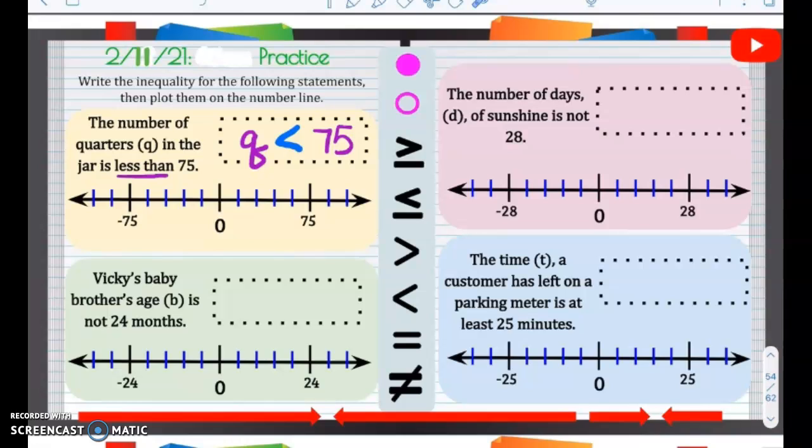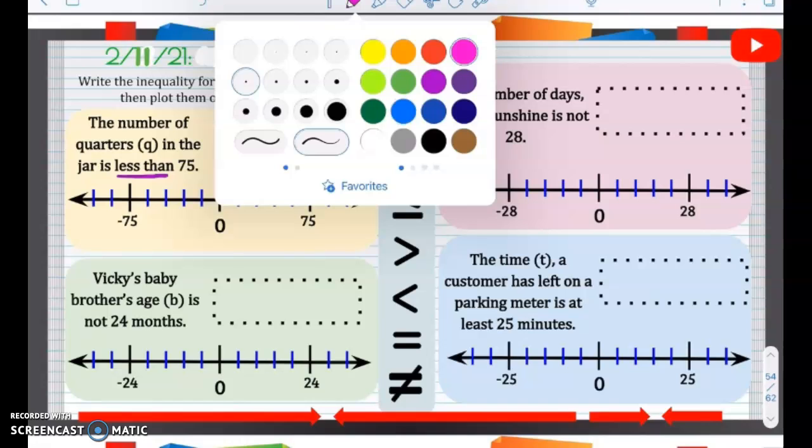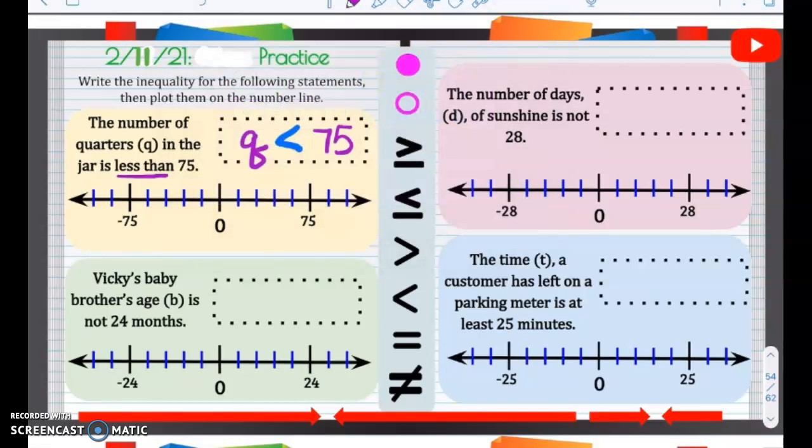So now, open circle or closed circle. Remember, if you have an open circle or a closed circle, you're going to have either greater than or equal to, or less than or equal to. That extra line on the bottom means we need to do that extra part and shade it in. Greater than or less than is for that open circle.